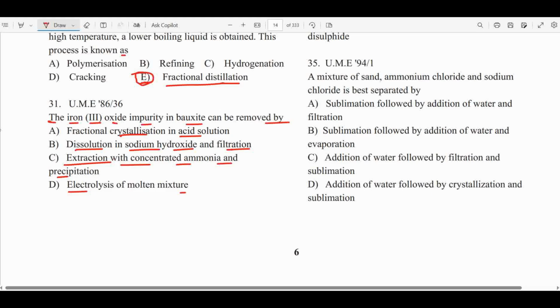So basically, if you dissolve them in sodium hydroxide, you can then filter off. Otherwise, if you crystallize them in acid solution, there will be a reaction. This is not an option. Extraction with concentrated ammonia. Concentrated ammonia might also be reactive. So these two options would not work. But because iron 3 oxide will not react in sodium hydroxide, then you can dissolve in this and then filter.